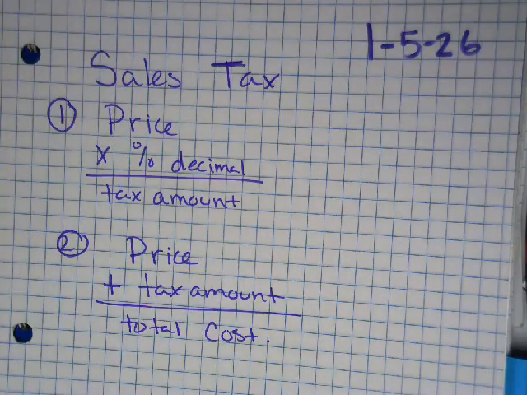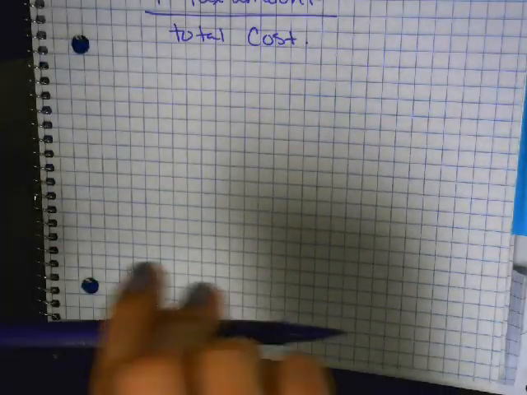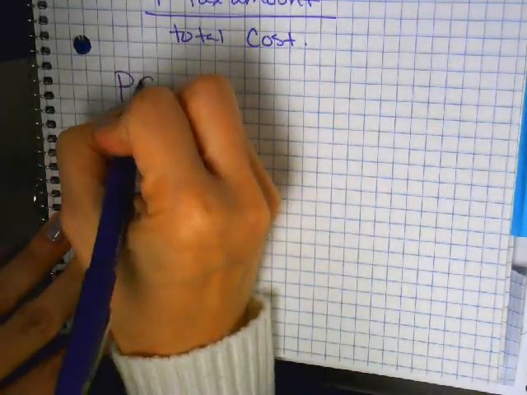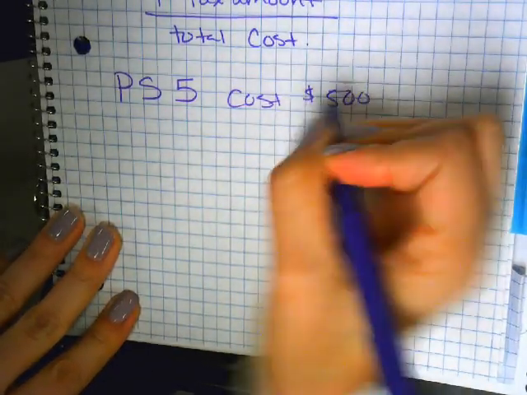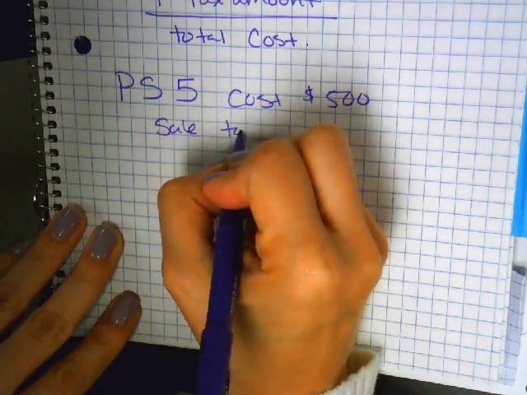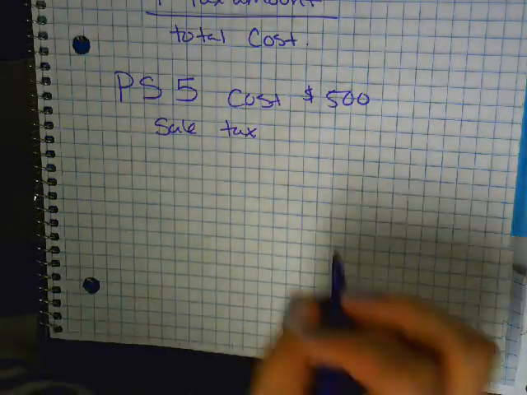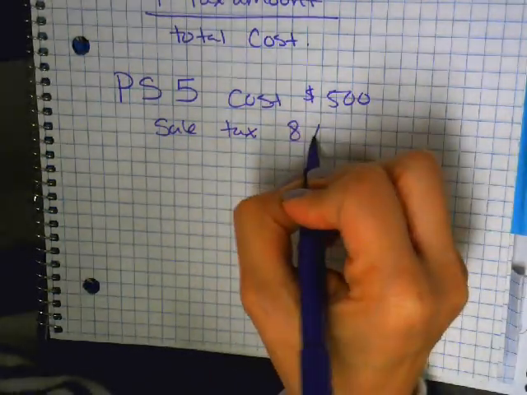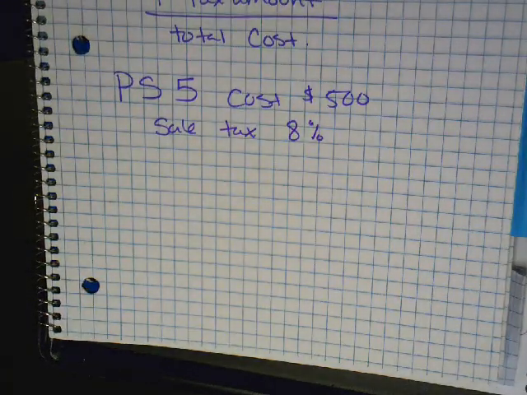All right, so how much does a PlayStation cost again? $500. Okay, so PlayStation 5 costs $500. What city are we buying it in? Sales tax, Costa Mesa. So we'll say 8%. It's $7.75, but we're going to round it to 8.